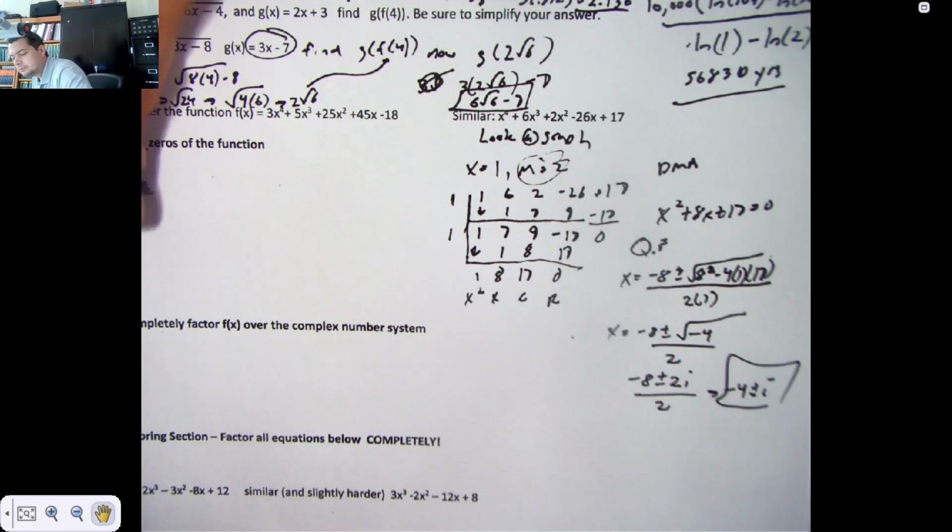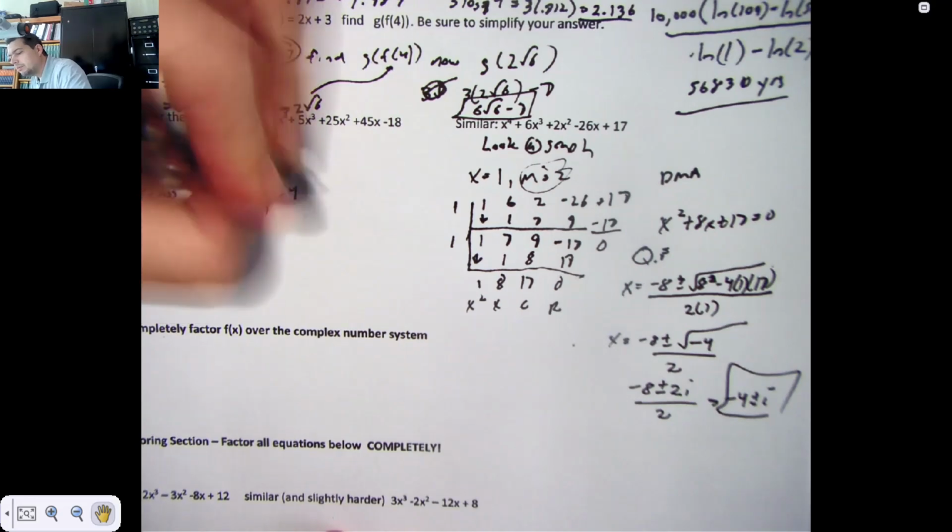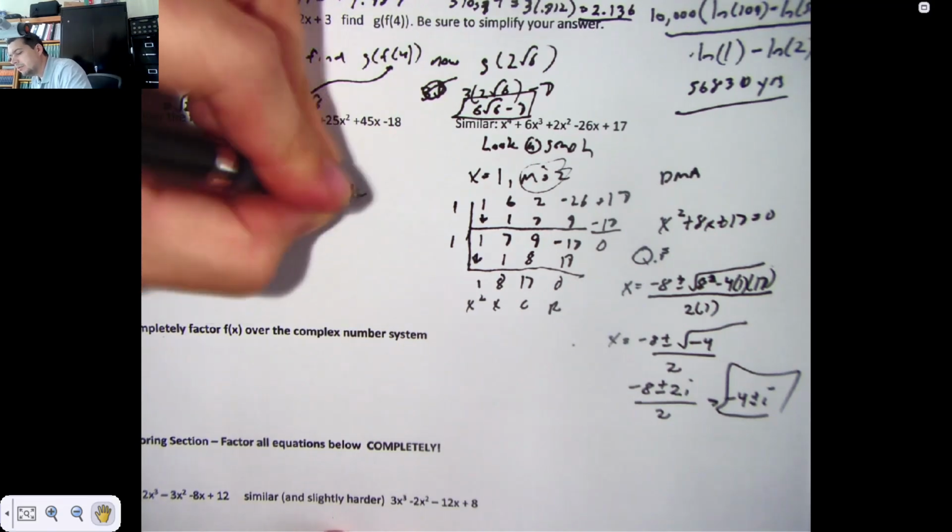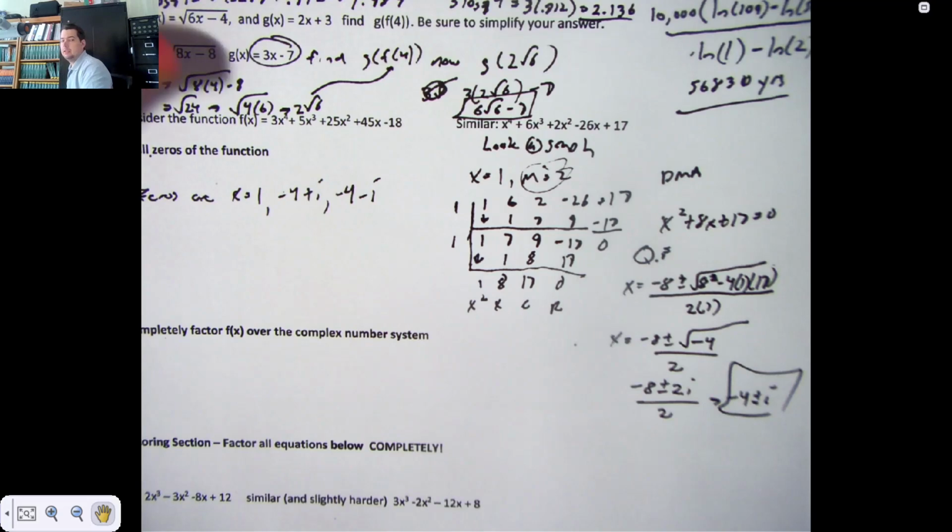So what are my zeros? My zeros are x equals -1. It happened twice. I don't even care about the multiplicity. -4 plus i and -4 minus i. Now it says completely factor this thing over the complex number system.